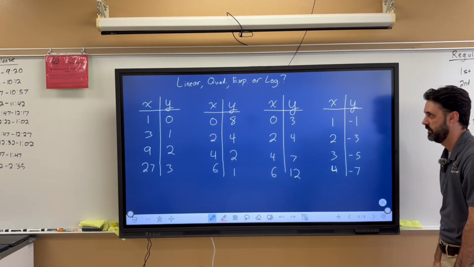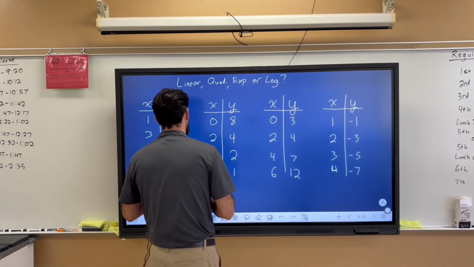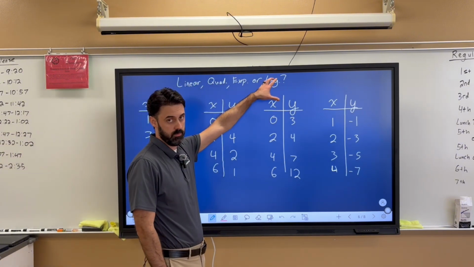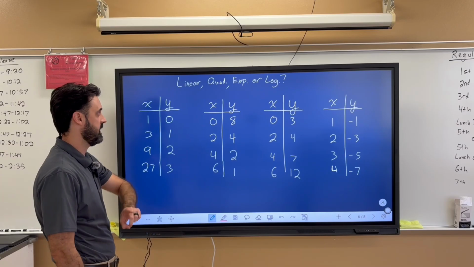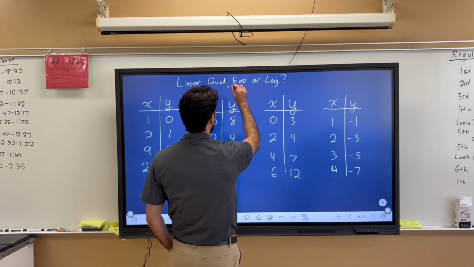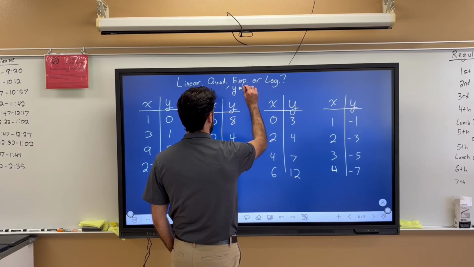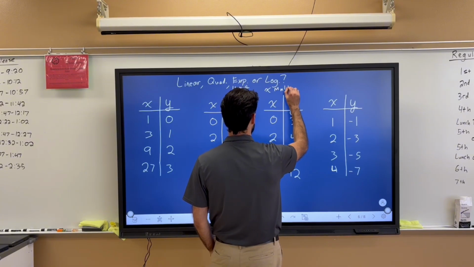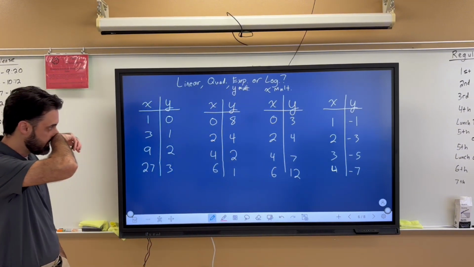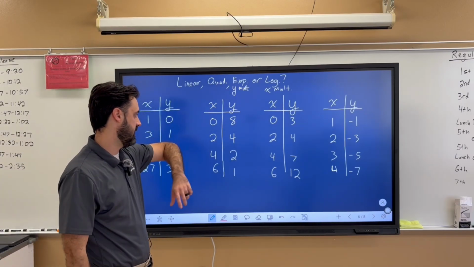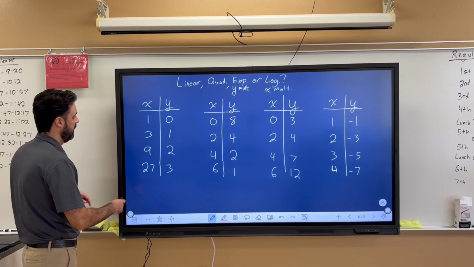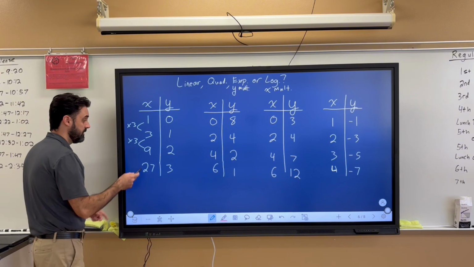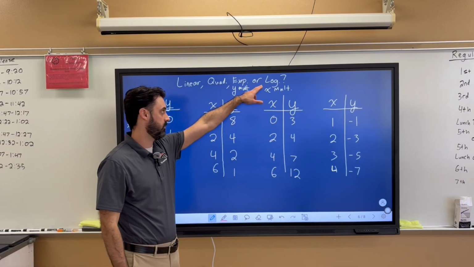All right, so now we have 4 tables, and we're going to try to identify whether these are linear, quadratic, exponential, or logarithmic. What I always look for first is multiplication. With exponential, it's the y's that are being multiplied. With logarithmic, we just learned that it's the x's that are being multiplied. The x's are proportional. So I'm going to look at these and see which of these are changing by multiplication, and is it the x or the y? Our first table here, it's the x's that are changing by multiplication. We're multiplying by 3. So if it's the x's that are changing by multiplication, that first table will then be logarithmic.